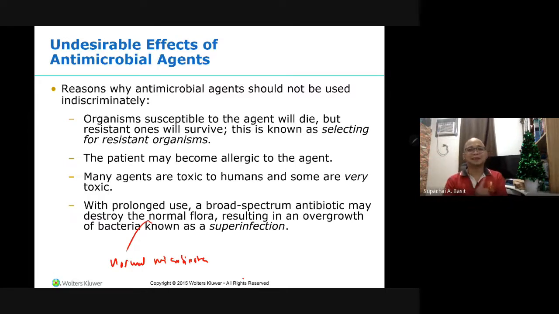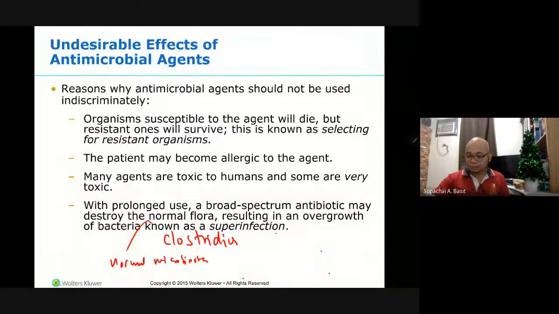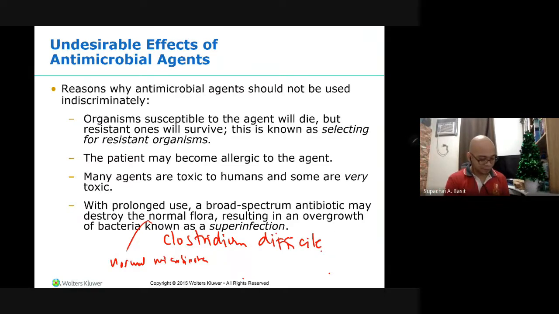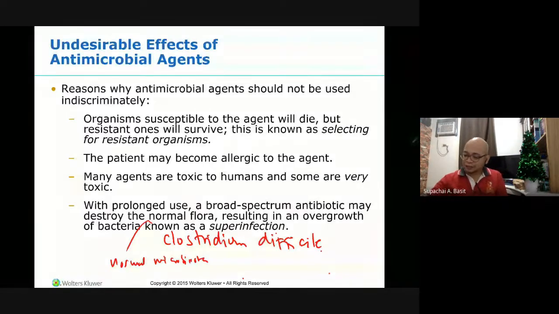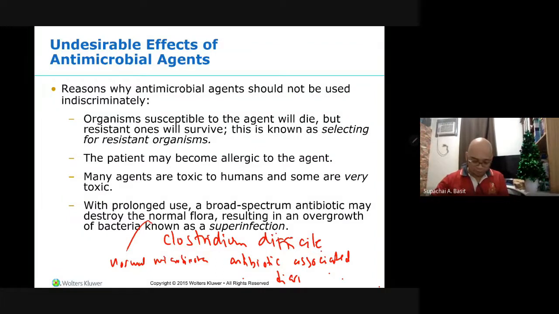And there is even a bacterium known as Clostridium difficile. Clostridium difficile is known as the antibiotic-associated diarrhea. So Clostridium difficile is known as the antibiotic-associated diarrhea.